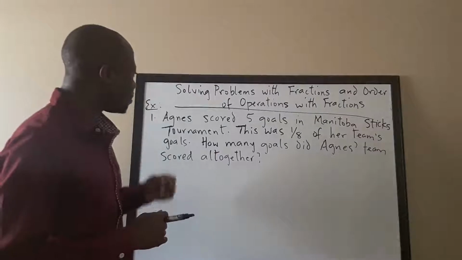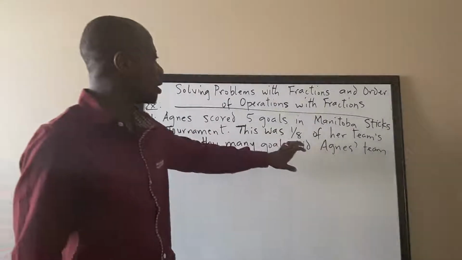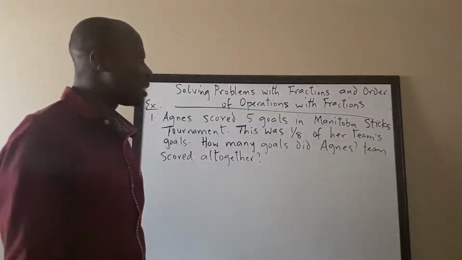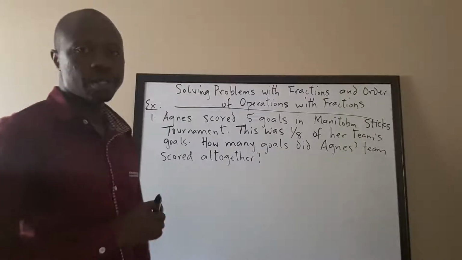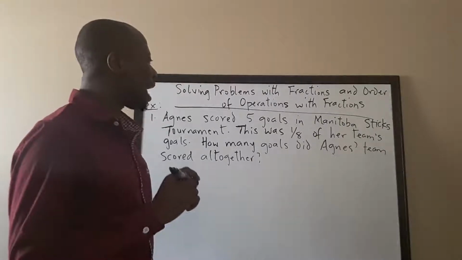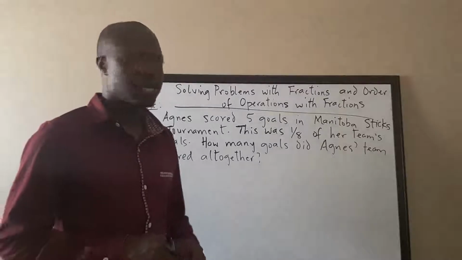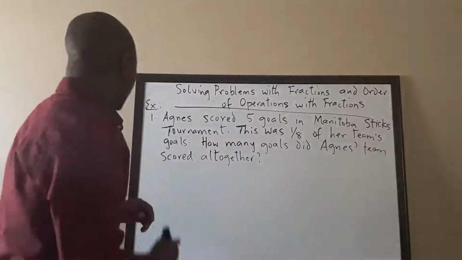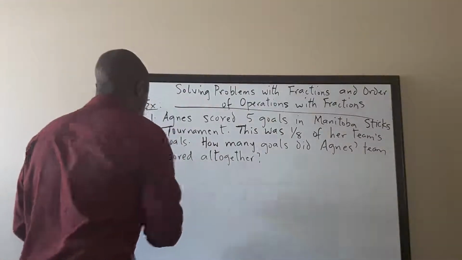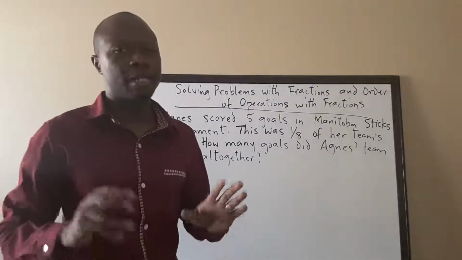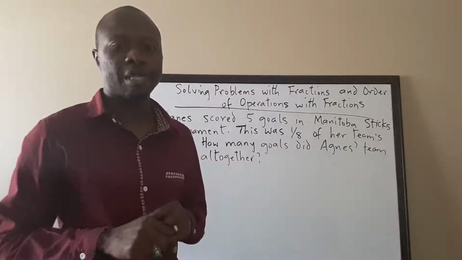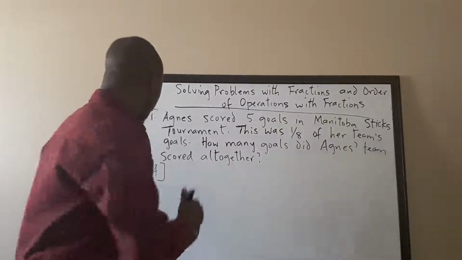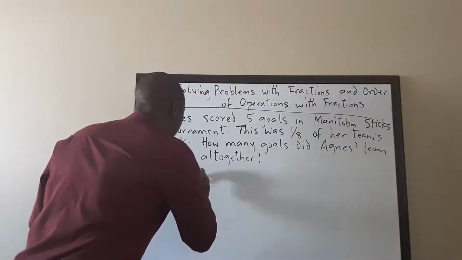Example 1. Agnes scored 5 goals in Manitoba Stakes tournament. This was 1/8 of her team's goals. How many goals did Agnes's team score altogether? I want to do this example with us in 2 different ways. So I'm going to say method A. And if this method doesn't make sense, don't worry, I think the second method will make sense. So we have to take the 5 goals divided by 1 over 8. So 5 divided by 1 over 8.